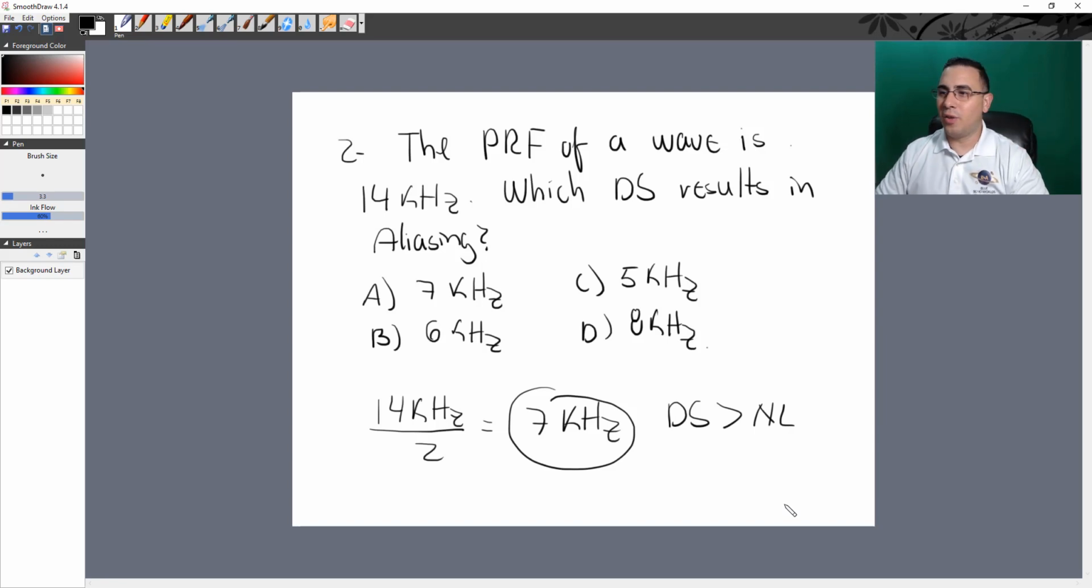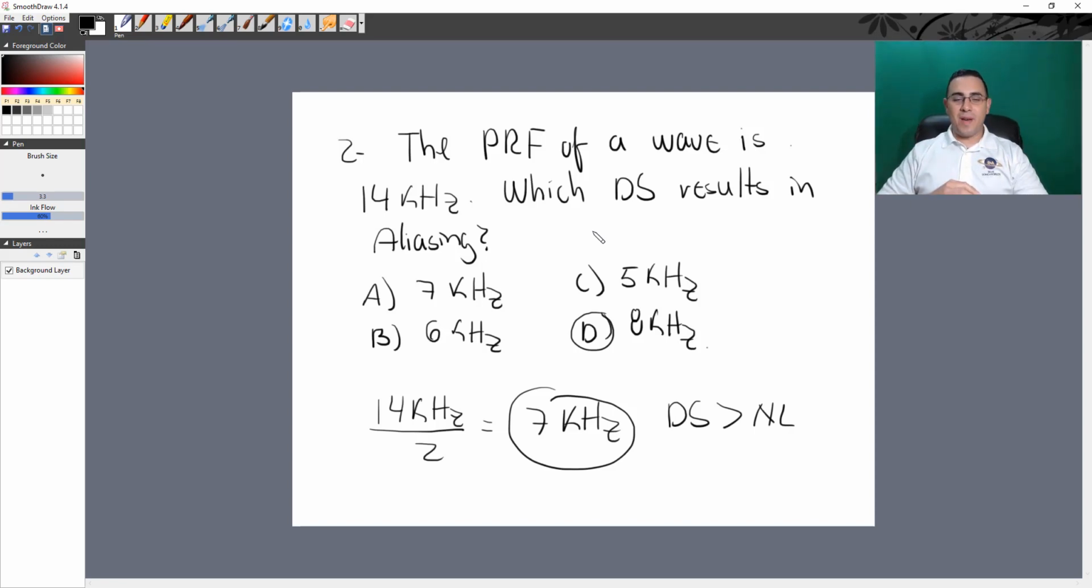C, 5 kilohertz. The Nyquist limit is 7. Is 5 greater than 7? No, it is not. So it's not going to give you aliasing. D, 8 kilohertz. The Nyquist limit is 7. Is the Doppler shift greater than the Nyquist limit? Is 8 greater than 7? Of course it is. So D is the one that is going to give you aliasing.